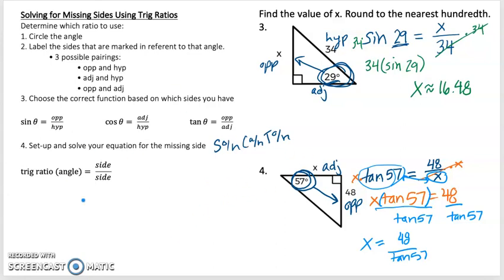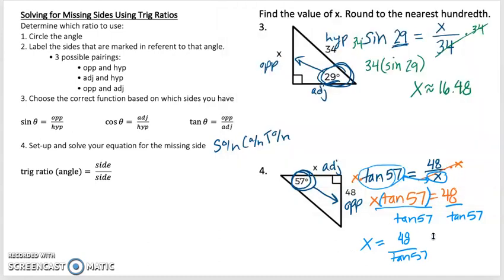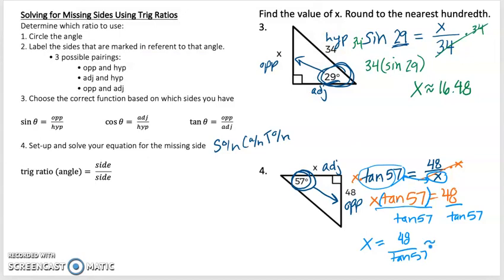So then we'd punch it into our handy-dandy calculator. You do 48 divided by tangent 57, and that gives us about 31.17, if we're rounding like it says there. So about, not 41, sorry, 31.17 for that. So that's basically the process that we go through here.